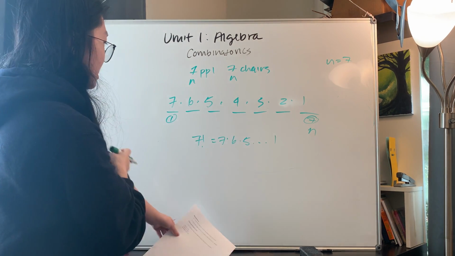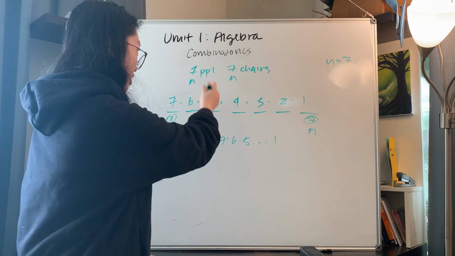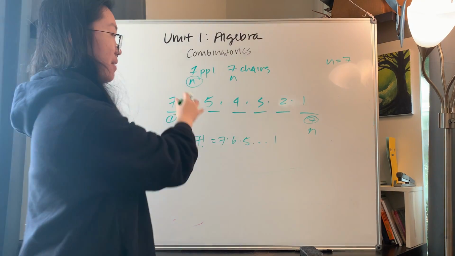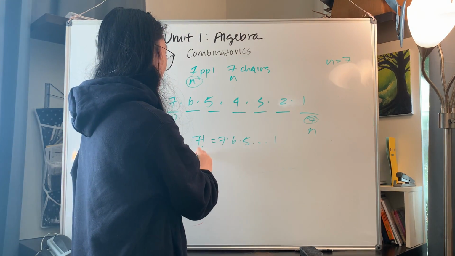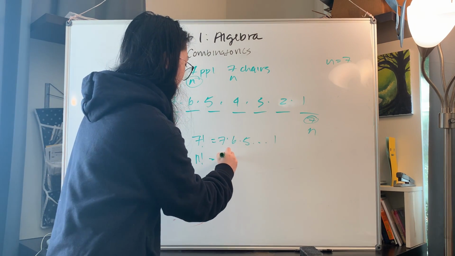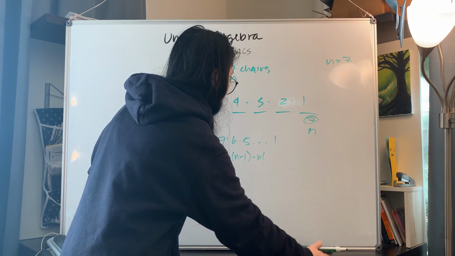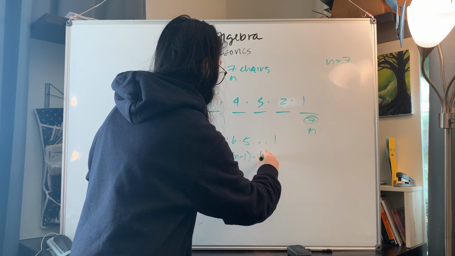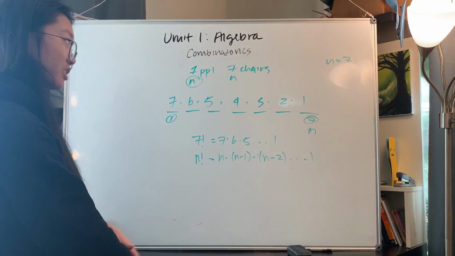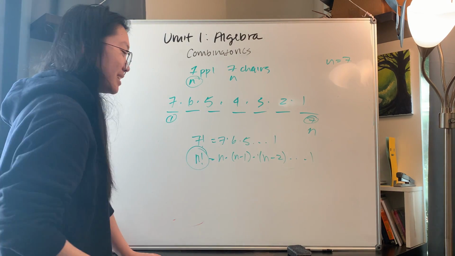And you'll see that this pattern occurs if we just have a variable n. Instead of 7, we can write that if we want to seat n people in n chairs, that's equal to n factorial. So n factorial is n times n minus 1 times n minus 2, all the way up to 1. So that's our formula for this problem.